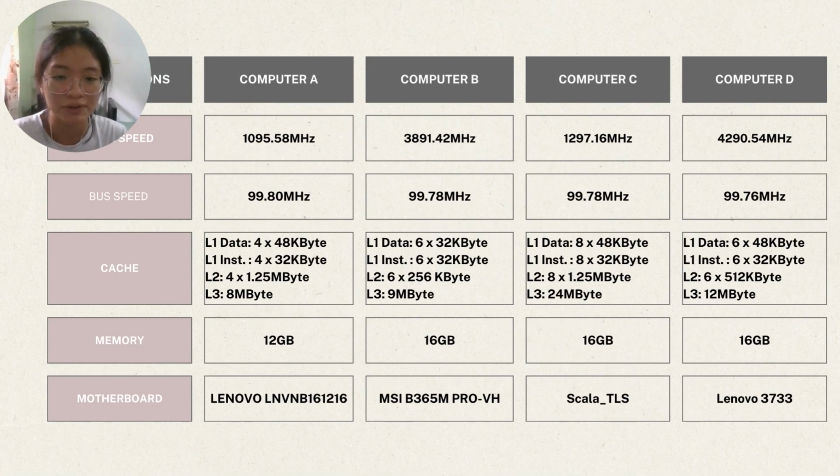This is the result of the benchmarking from the CPU side. For the core speed, computer D has the highest core speed. For the bus speed, all of the computers are slightly the same. For the cache level 3, computer C has the highest cache. For memory, computer B, computer C, and computer D have the same RAM, while computer A has the lowest RAM. For the motherboard, each of the computers has a different type of motherboard.